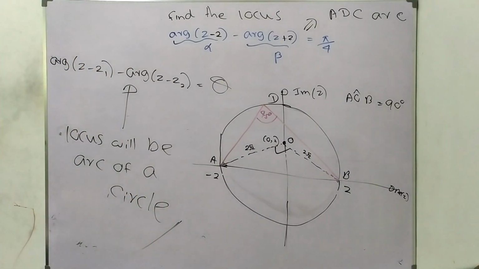So this is about arc (z minus z naught), arc (z minus z1) minus arc (z minus z2) equal to theta, right? So now I think you just have an idea about these kinds of situations. Okay, so that was what I want to share with you about this locus.